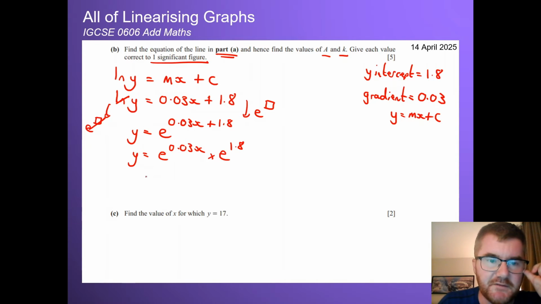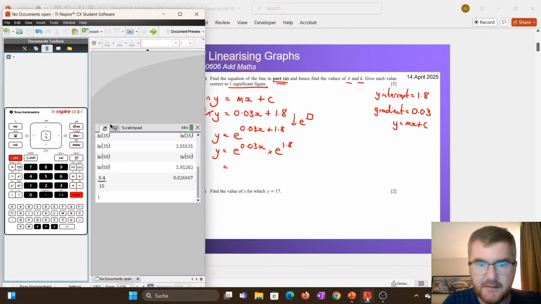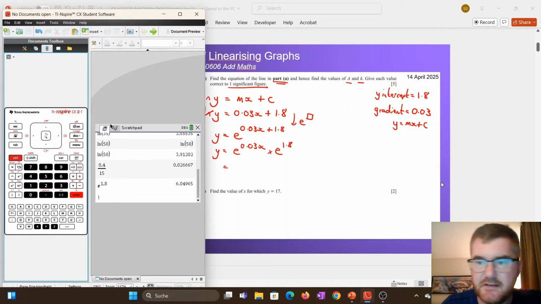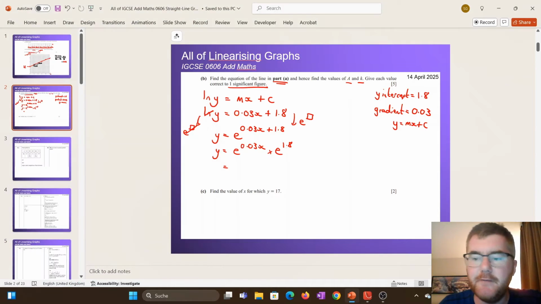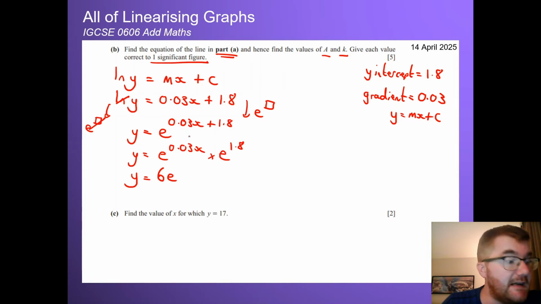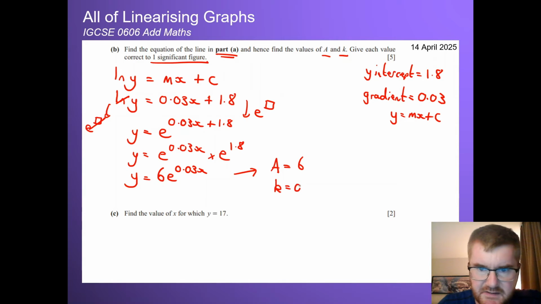Okay, once we've done that, then we can work out what e to the power of 1.8 is. So again, this is where the calculator comes in. So e to the power of 1.8 gives us 6.04. Again, we're doing it to one significant figure, so we're going to put that down as 6. So y equals 6e to the power of 0.03x. And notice this is already one significant figure, which is kind of convenient. So just make it nice and clear to the examiner. A is equal to 6, and k here is equal to 0.03.